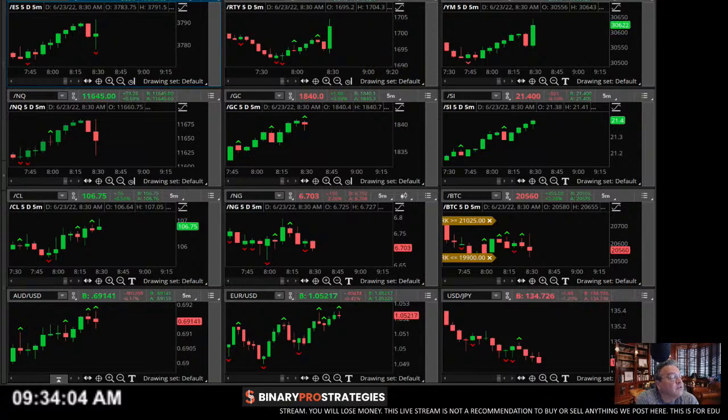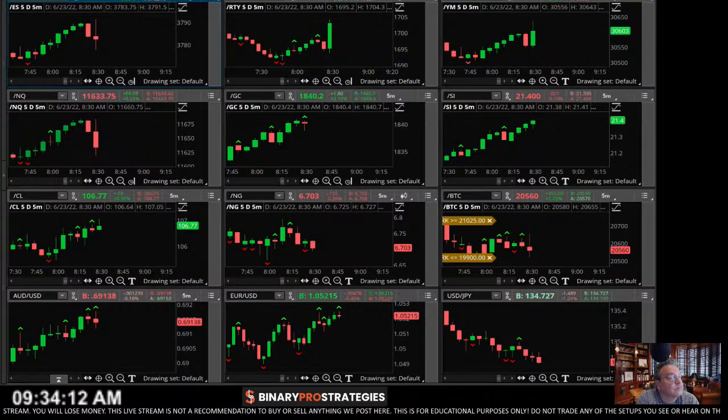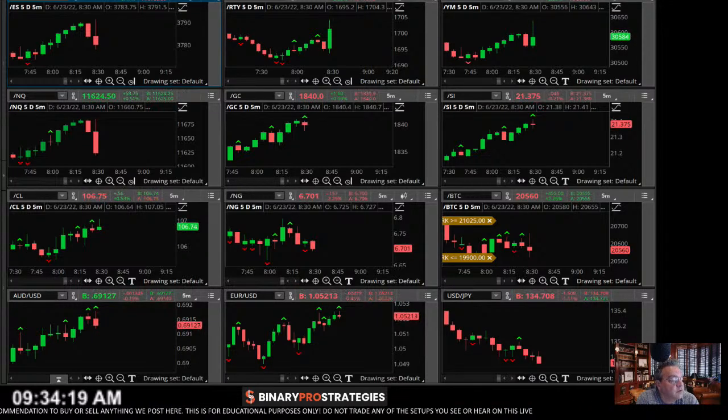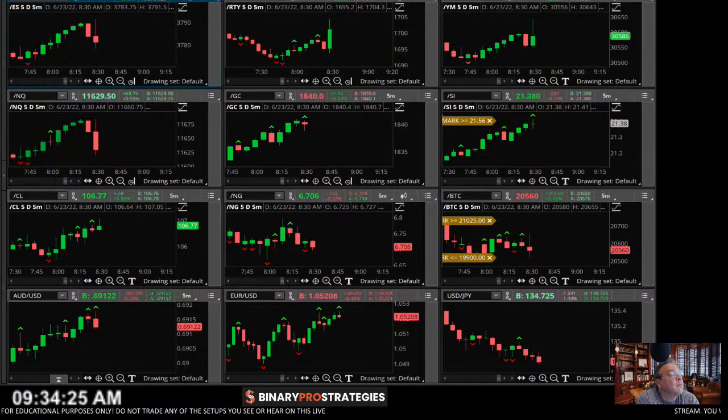All right, buy's coming in on the silver. Target on that silver is going to bring us up to 21.56. And for some reason if we need the reverse on this, we're going to reverse at 21.11.